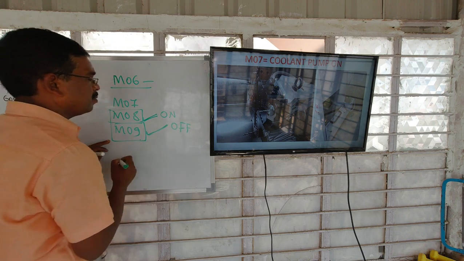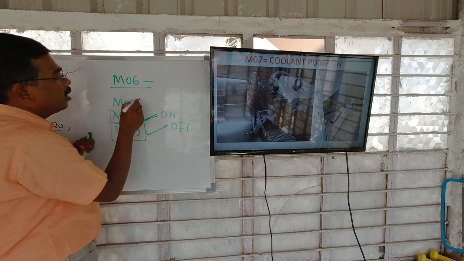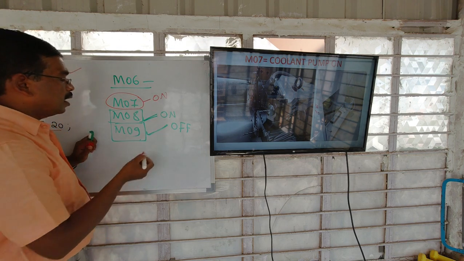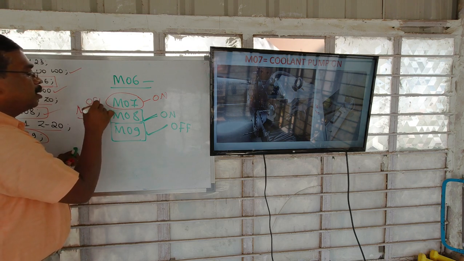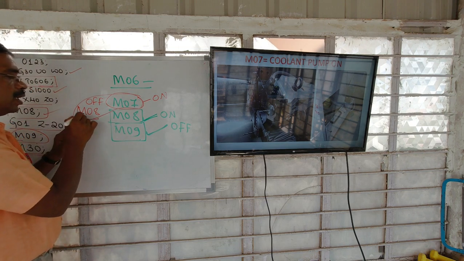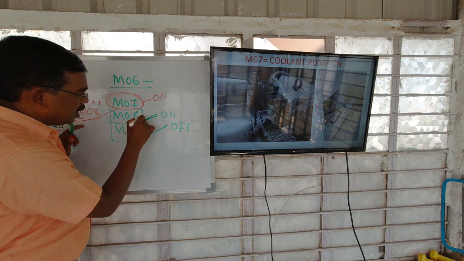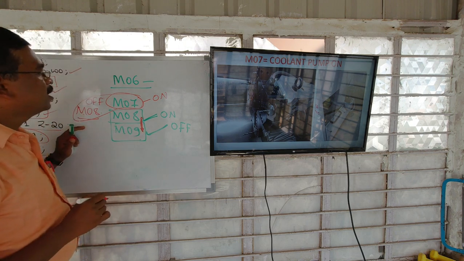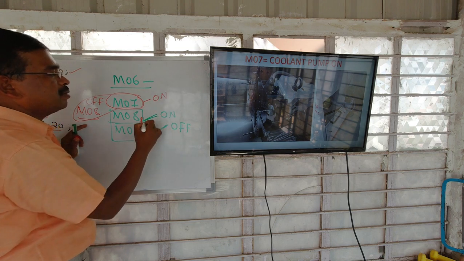In some machines, we have to give the command M09 to switch on the coolant system, and M08 is for switching off the coolant. When we switch on the system by M07, for switching off M08 is there. If you switch on the coolant system by M08, we have to switch off the same system by M09. Okay, is it clear? M09 is also for switching on the coolant system in some cases.